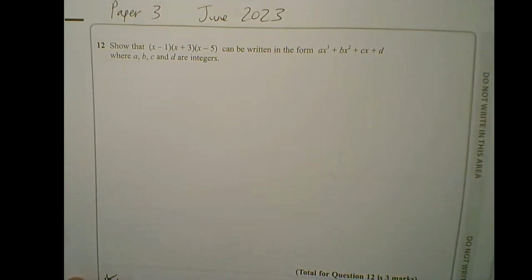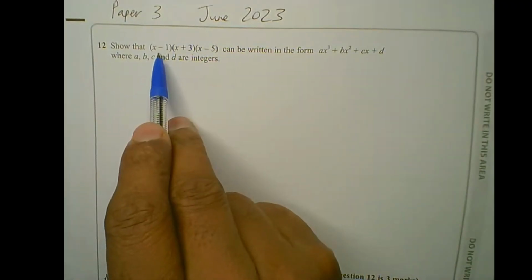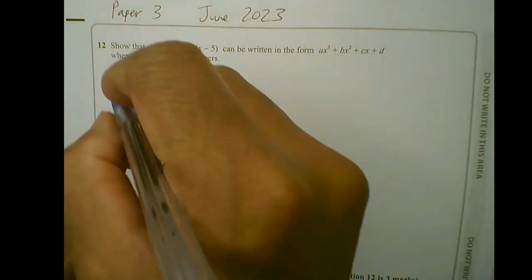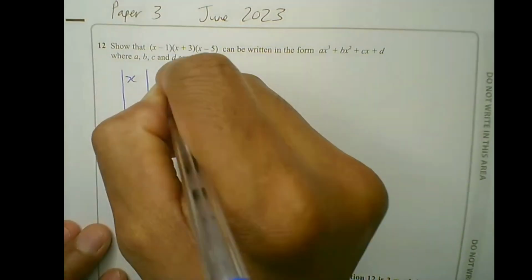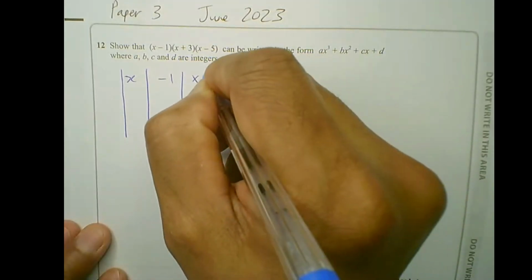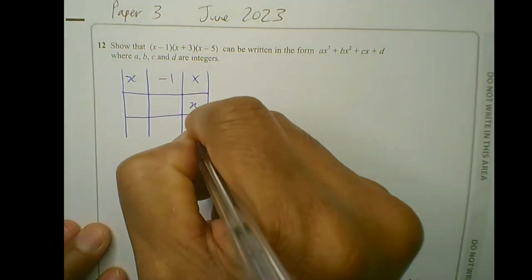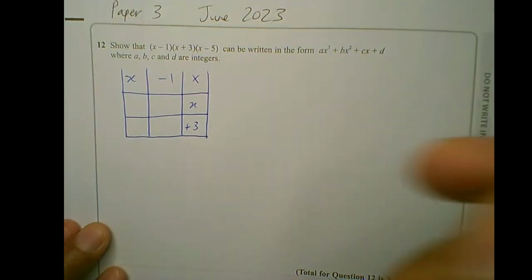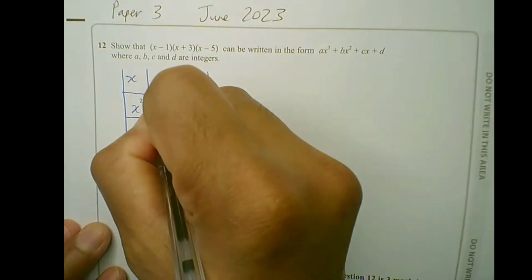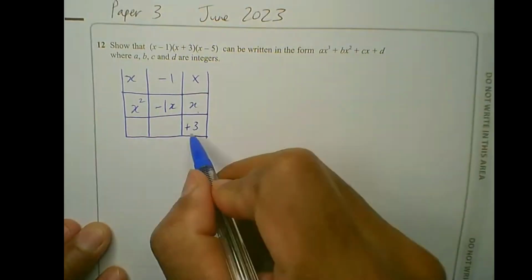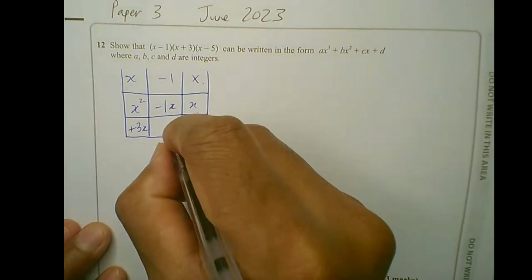Okay, so let's do this question. So I look at my terms, x minus 1 times x plus 3 times x minus 5. So I'm going to have x minus 1 times x plus 3. So I've got that along there. x times x, x squared. x times minus 1 is minus 1x. 3 times x is 3x, so plus 3x. 3 times 1 is 3.